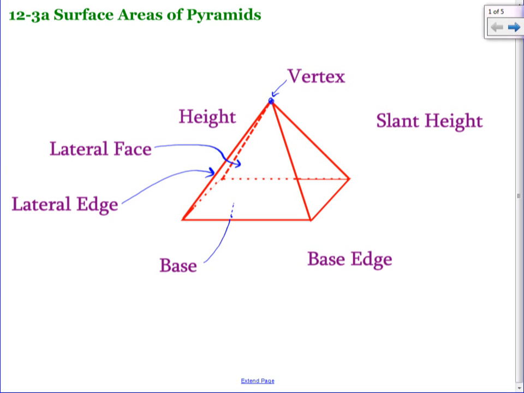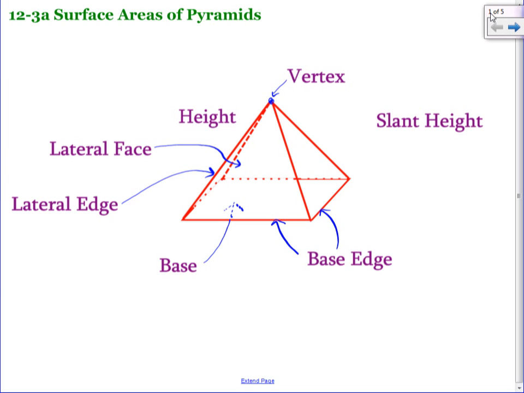The base is whatever shape is on the bottom, the one that we name it for. So it could be a hexagon, it could be a triangle, it could be a square. Base edges are these lines that go around the base. And then I left the last two for the end on purpose. Okay, so the height and the slant height. There's a big difference between the two.